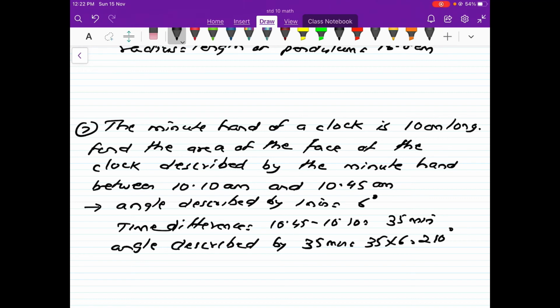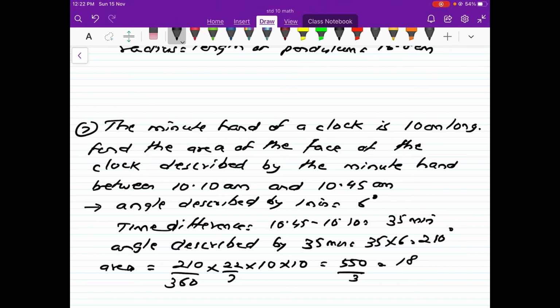Now we simply have to find the area. So the required area is equal to theta upon 360 into pi into r square, 10 into 10. So this we are getting 550 upon 3, which means 183.3 centimeters square.